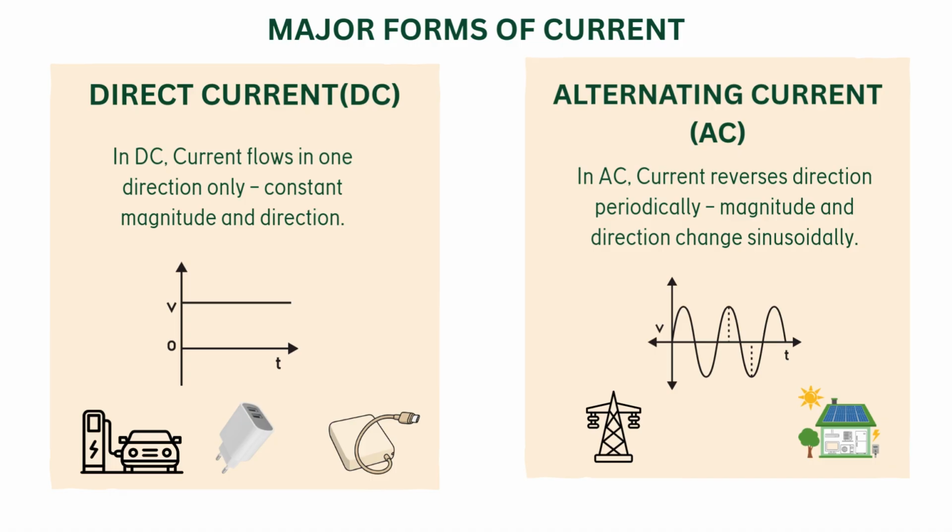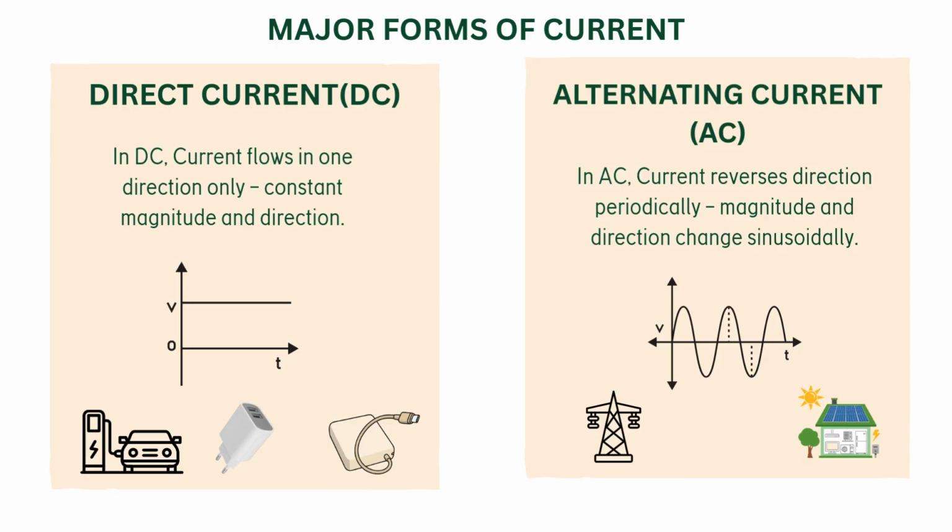Major forms of current are direct current and alternating current. In direct current, current flows in one direction only. The voltage time graph shows the constant magnitude and direction of DC current. DC current is used in mobile phone batteries, laptop batteries, chargers, car batteries, electronic chips, etc.